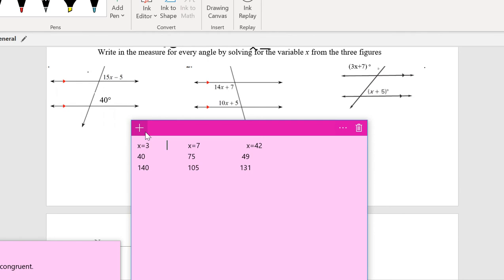The acute angle is 75. The obtuse angle is 105. And the one on the right, x is 42. Therefore, the acute angle is 49 and the obtuse angle is 131.